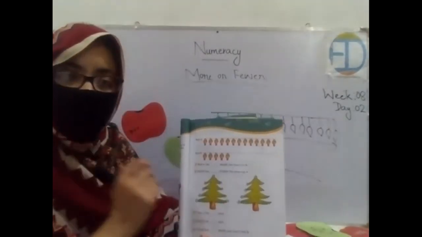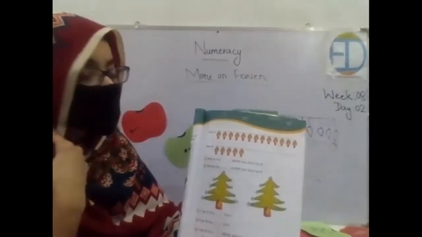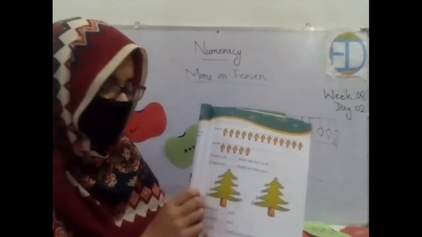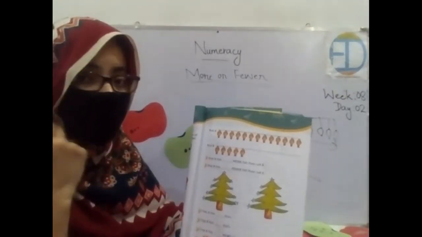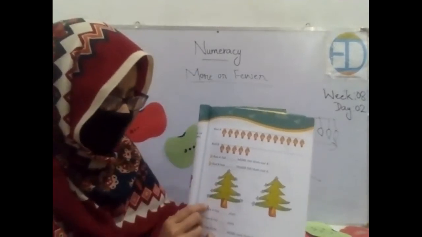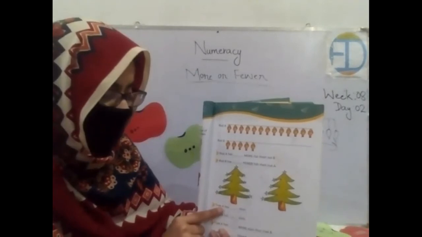All of you are done. Should we move forward? Okay, great. Now look at the trees. There are two trees in front of you, and both trees have stars on them, okay? On the first one, count the number of stars and tell me how many of them are there.